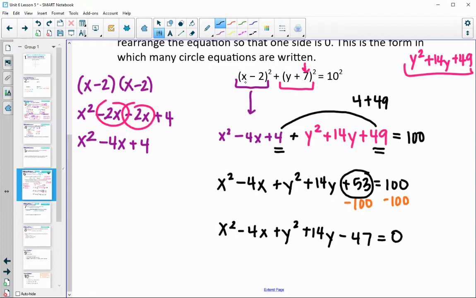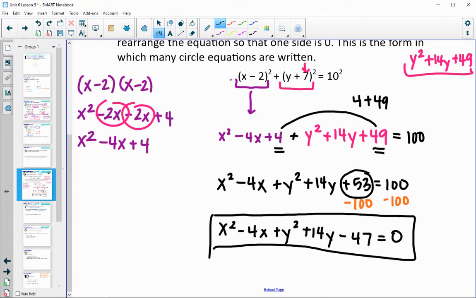So if we were to rearrange this circle equation by multiplying or expanding it out and bringing the 100 over, it would look like this. So this and this are equivalent to each other, okay, meaning they represent the same thing. So let me just write it down here next to it.